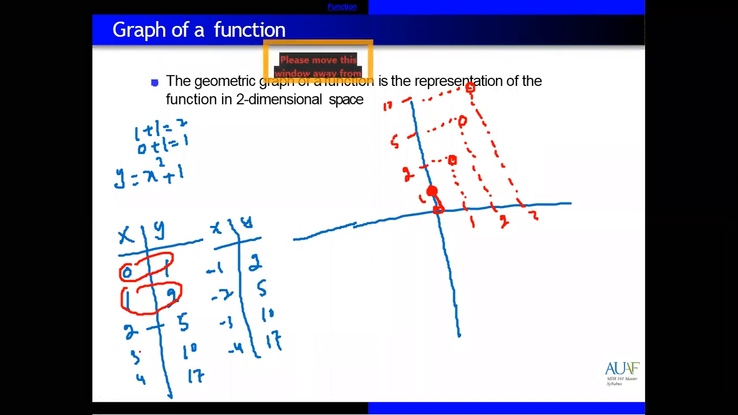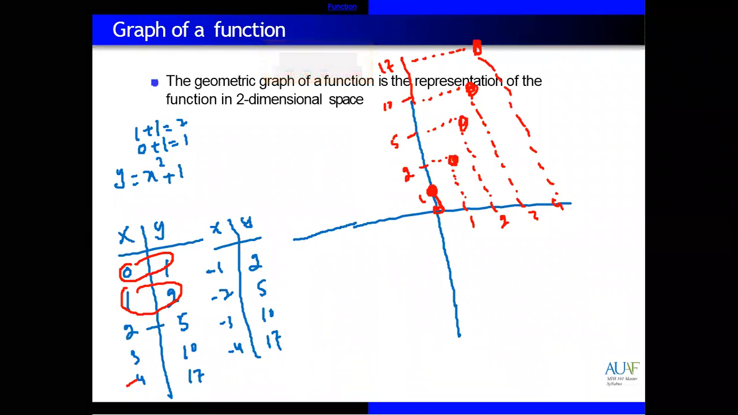Okay, same, you can give 4 value, 5 value. Let's suppose if you give x is equal to 4 here, so what is the value of y? Y is 17. So joining these points, 4 with 17. So we have these points, and we have this point.